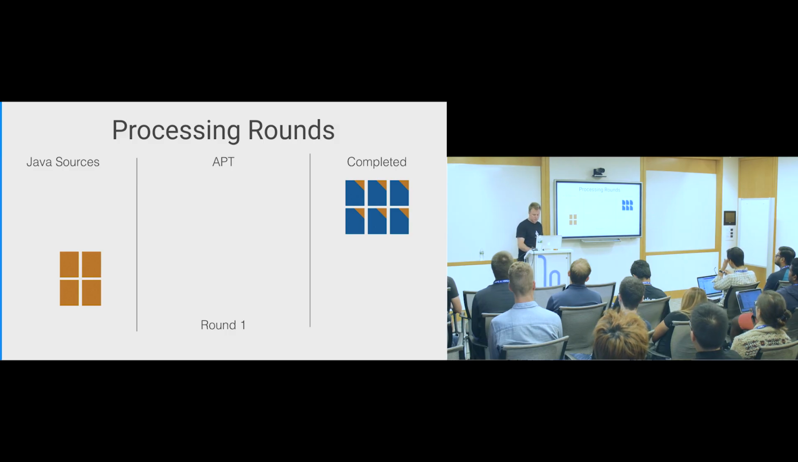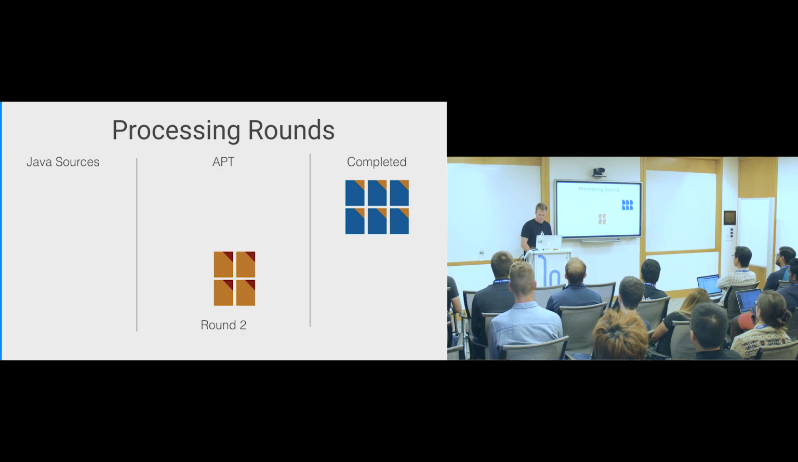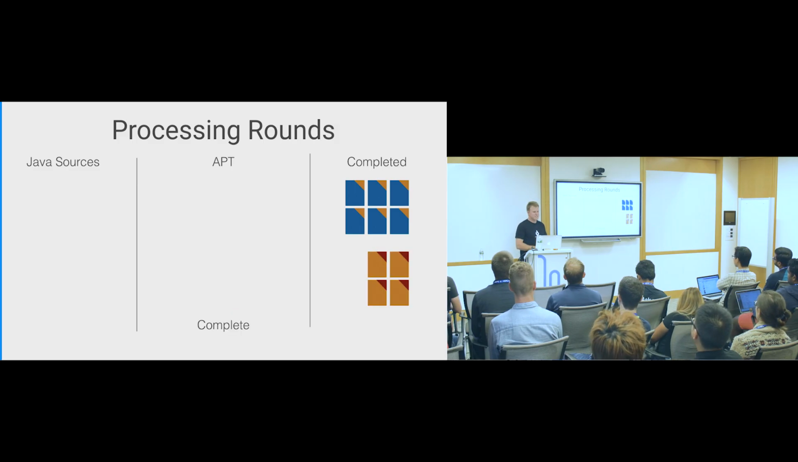Now we move into round two, in which the annotation processing tool notices these new sources, which have been annotated, and sends them back to your annotation processor. It processes them, doesn't generate anything new, they move to completed, and now we are complete. We're done processing. So this is sort of meta. You can have an annotation processor that generates annotated source that it will then process as well, or maybe some other annotation processor will process. And these rounds just continue until there are no more sources to process.